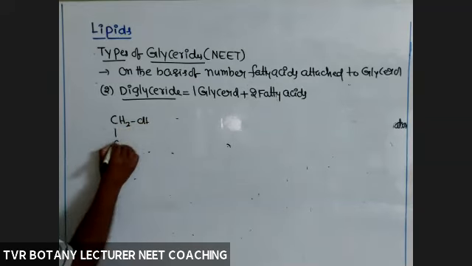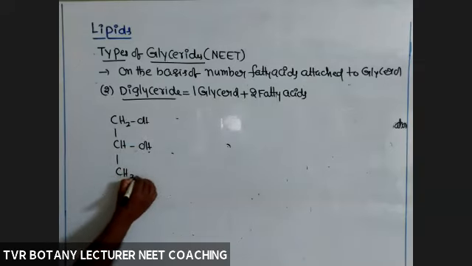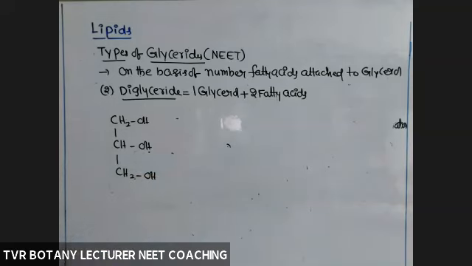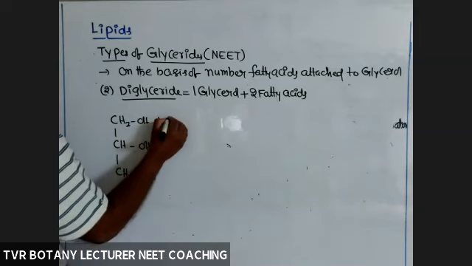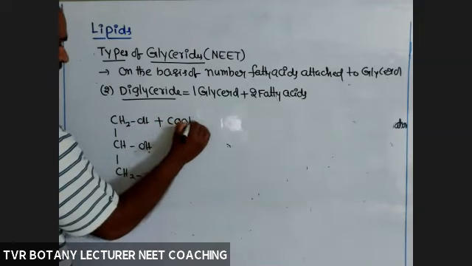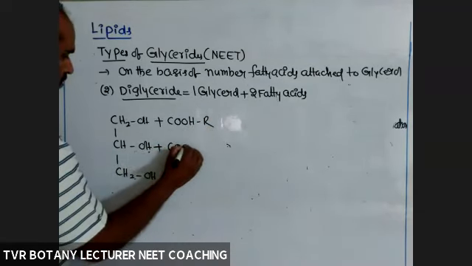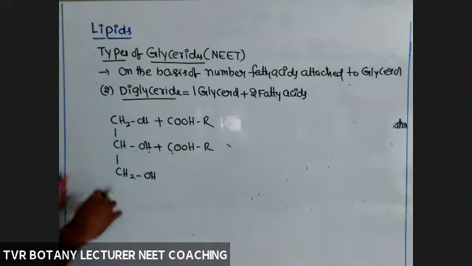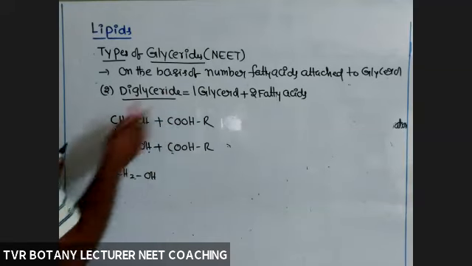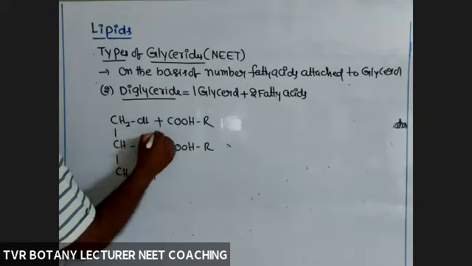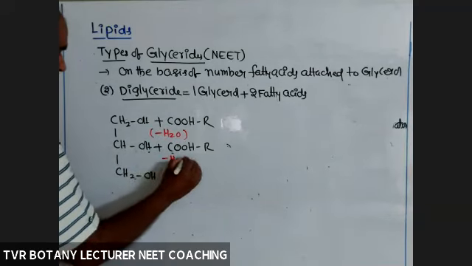CH2OH plus CHOH plus CH2OH. Here, take one glycerol molecule plus a fatty acid, COOH R group, and take one here, COOH R. Okay. So the hydrogen atom H, remove it. In between these two, one H2O molecule, dehydration. Here also one H2O molecule.